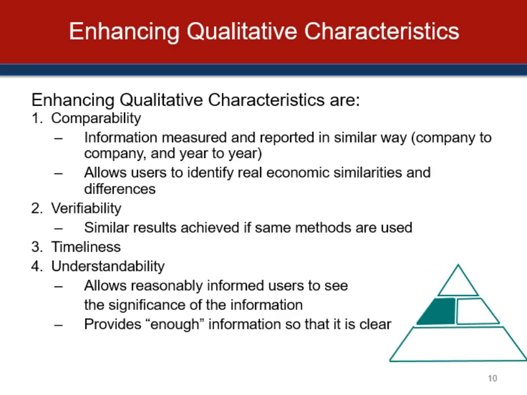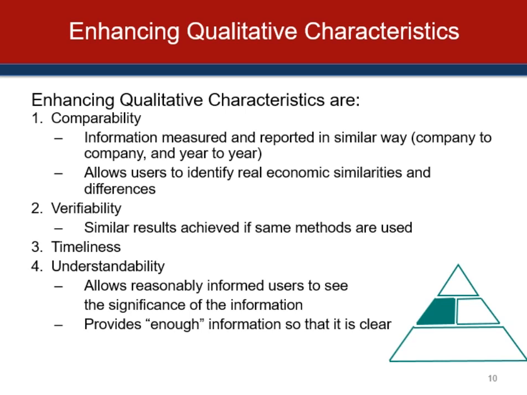The enhancing qualitative characteristics, or enhancing qualities, if you will, are complementary to the fundamental qualitative characteristics. So they include comparability, verifiability, timeliness, and understandability. Comparability: information that is measured and reported in a similar manner for different companies is considered comparable information. It enables users to identify the real similarities and differences in economic events between the companies. So consistency is important for that. Consistency is present when a company applies the same accounting treatment to similar events from period to period. So it's consistent over time in its presentation.